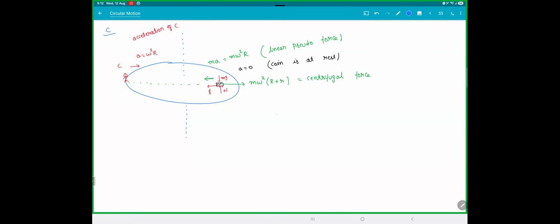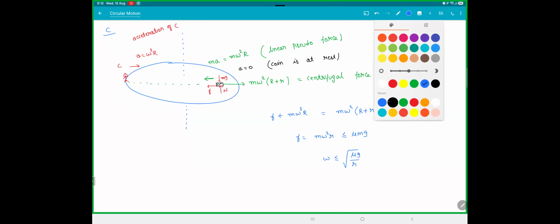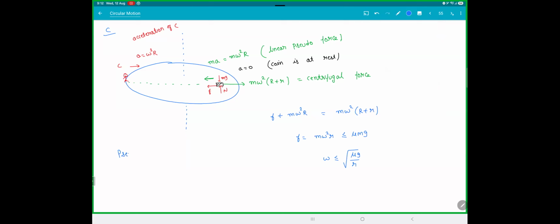Now, if you ask him to write the forces, he will say friction plus the linear pseudo force m omega square r must be balancing m omega square r plus r. He will again get F is equal to m omega square r and then the standard story, mu mg. And then you get omega is less than or equal to root mu g by r. Now here, if someone asks you, what is the pseudo force? The pseudo force is the combination of all these forces, which is m omega square r plus r minus m omega square r. So the pseudo force is m omega square small r.